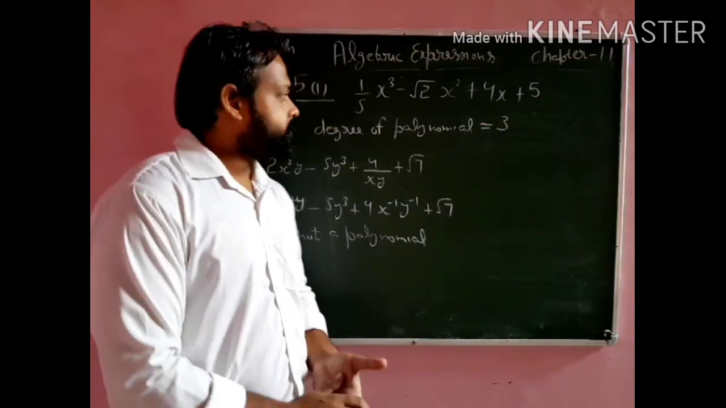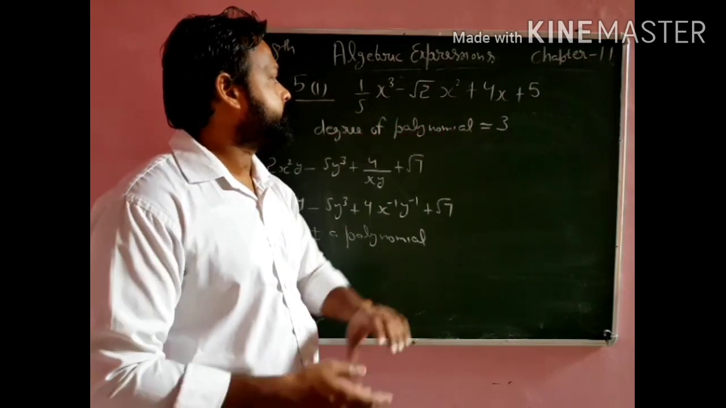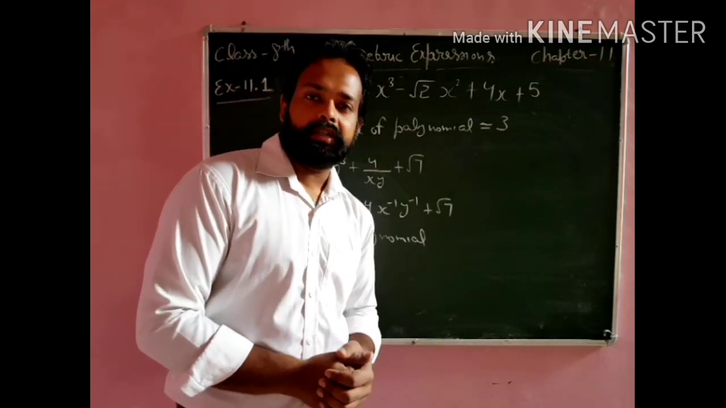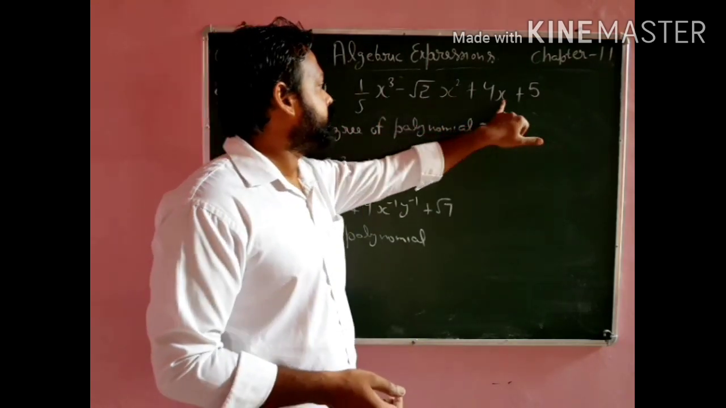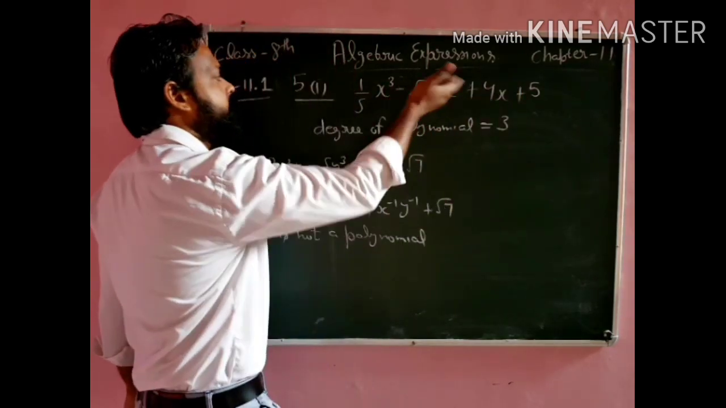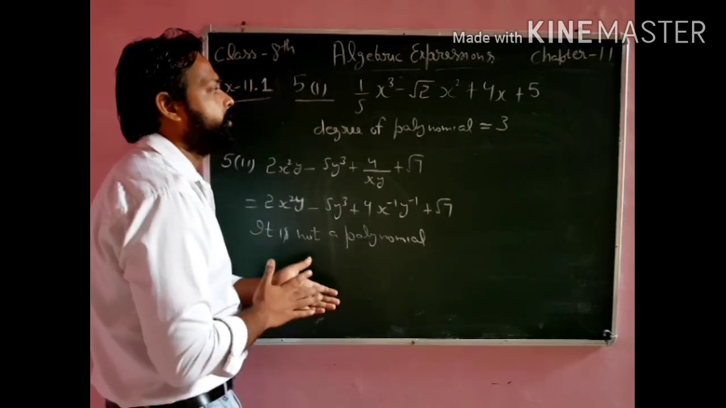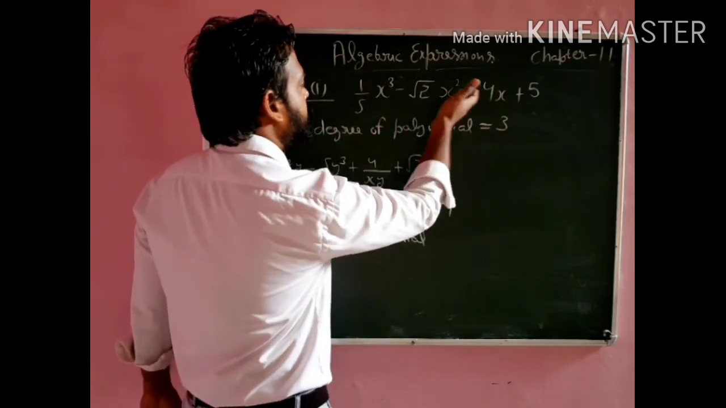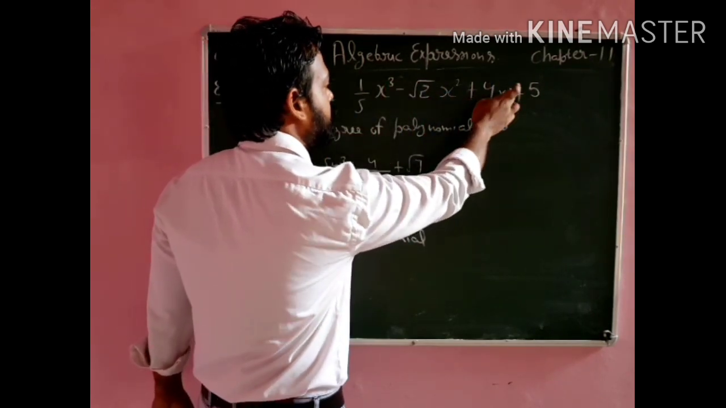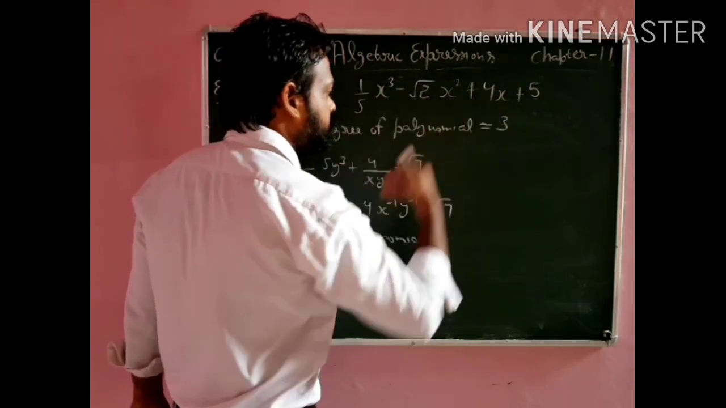Okay, now see the first part. You can see this is given: 1 by 5x cube minus root 2x square plus 4x plus 5. So first of all we have to see that the powers should be non-negative integers. In this case all the powers of the variables are positive. It is 3, it is 2, it is 1. So they are non-negative integers. Now we have to see the highest power in this polynomial. You can see the highest power of the variable is 3. Here the power is 2, here the power is 1. So it means the degree of the polynomial is 3.